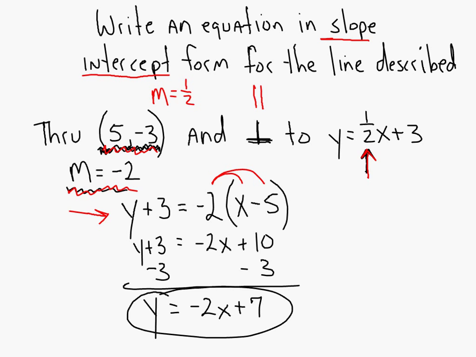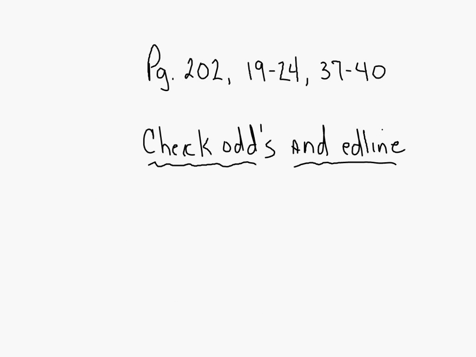All right, your assignment for today is page 202, 19 through 24, and then 27 through 40. Make sure you're checking the odds in the back of the book and checking Headline for homework.